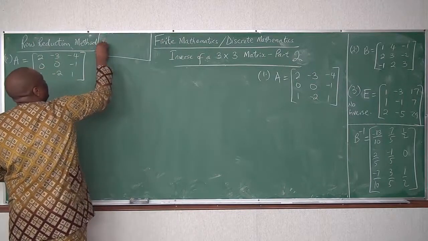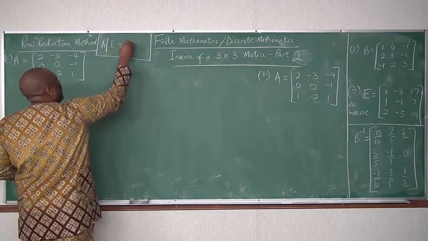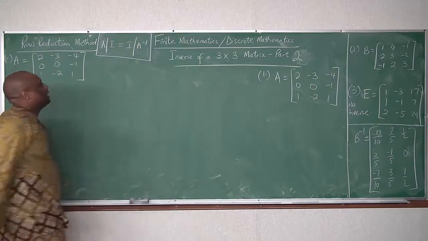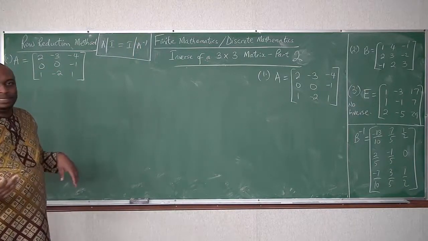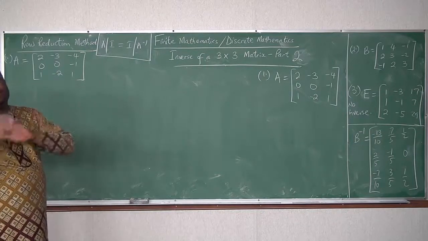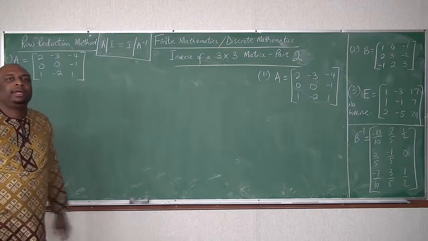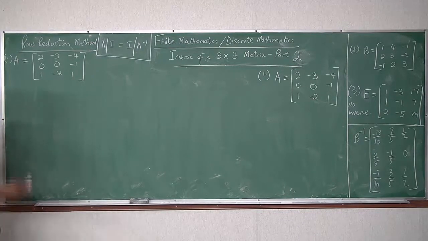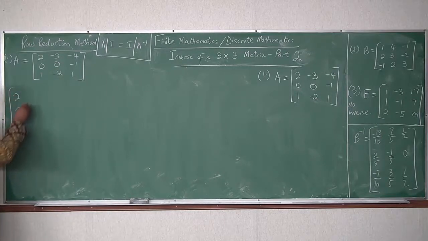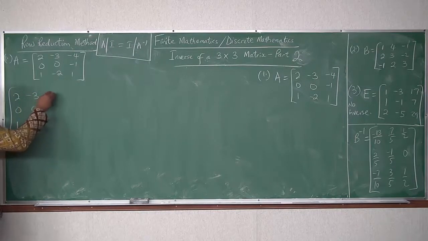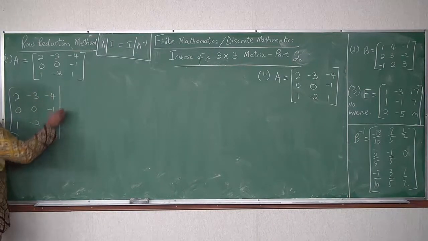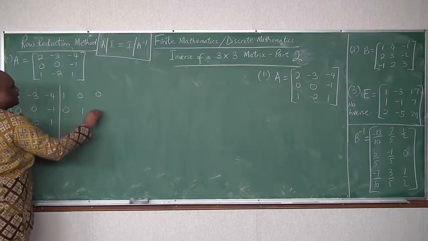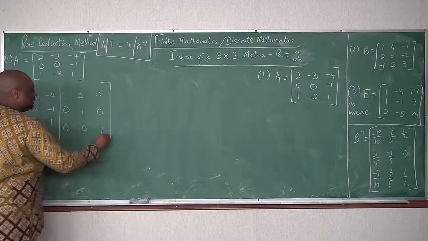From what we discussed in the previous video with the row reduction method, we have A and I, which will become I and A inverse. It is the augmented matrix of matrix A and then the identity matrix. We transform it to the identity matrix, and then what is remaining here will be the inverse of matrix A. So we write this in augmented form: 2, 0, 1, -3, 0, -2, -4, -1, 1, and then 1, 0, 0, 0, 1, 0, 0, 0, 1, the identity matrix.